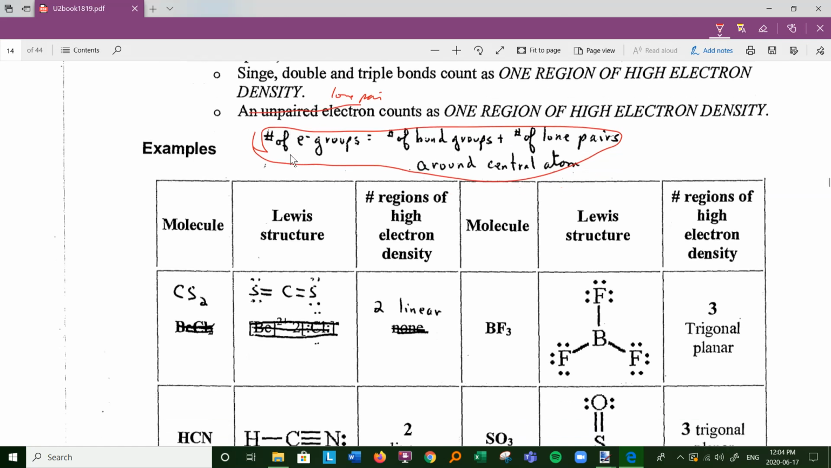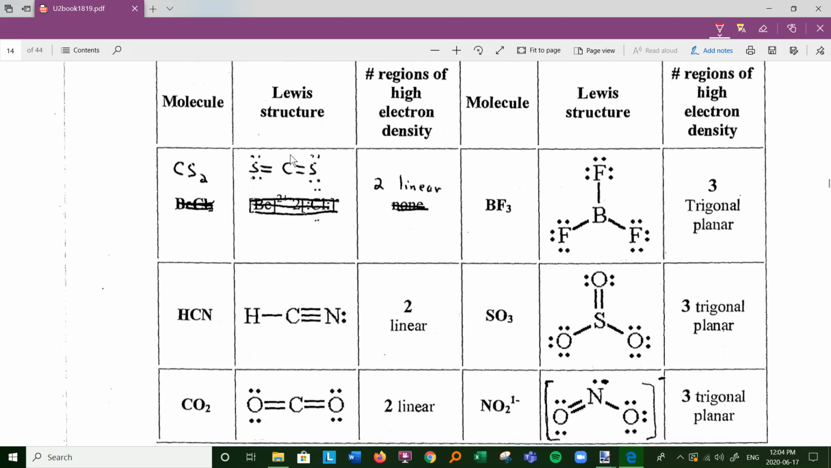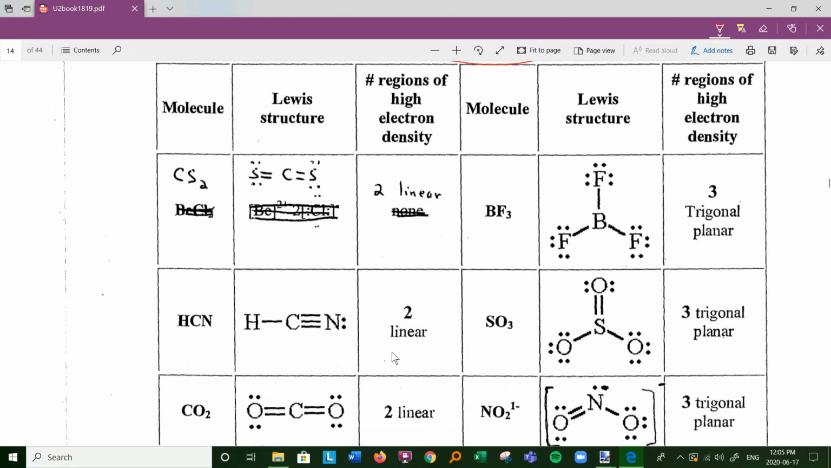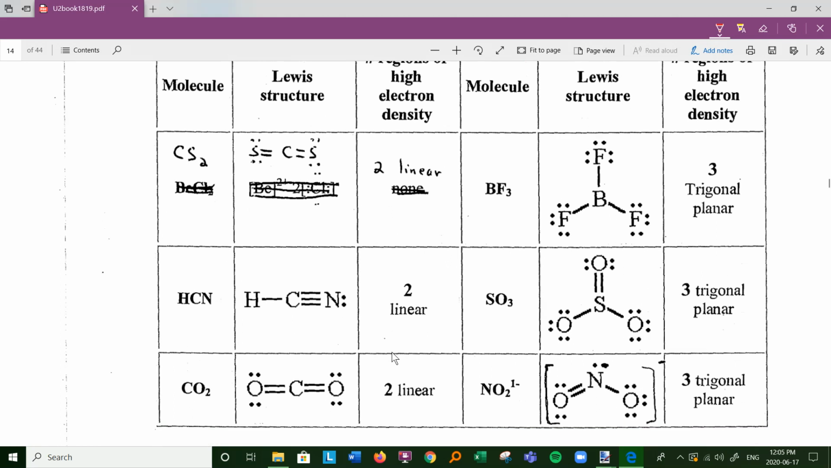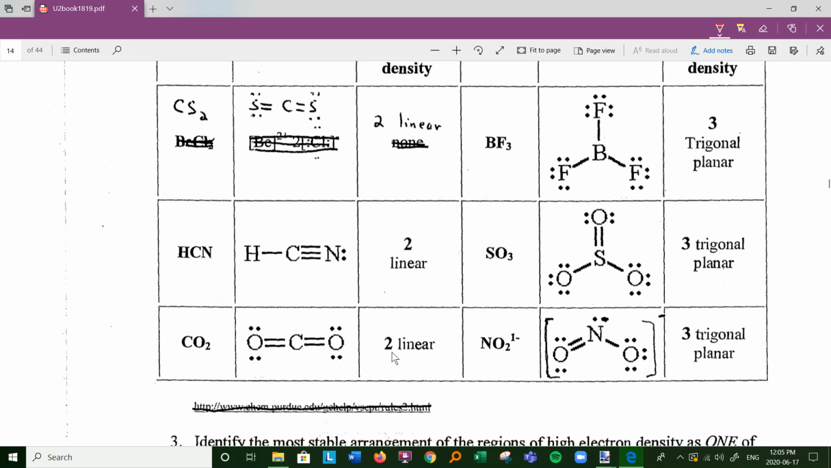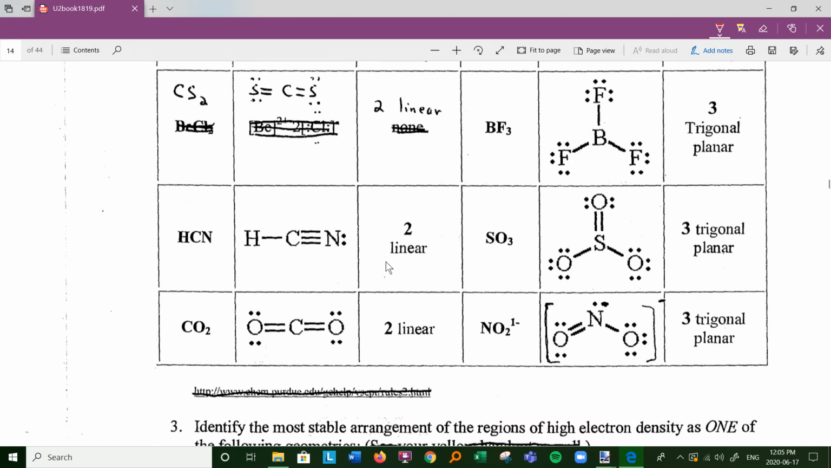So here are some examples. I made some changes from your book, so you might want to look at that. I'm going to start with CS2, carbon disulfide. So there are 2 electron groups, it's linear. HCN, 2 electron groups, it's linear. CO2, 2 electron groups, it's linear. Other side, BF3, 3 electron groups, trigonal planar. SO3, 3 groups, it's trigonal planar. Now notice how one of the groups is a double bond, but that just counts as one group. So it's 3 plus 0, which is 3.